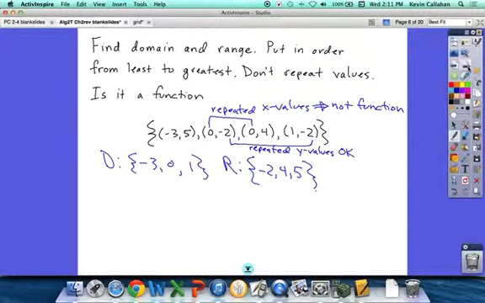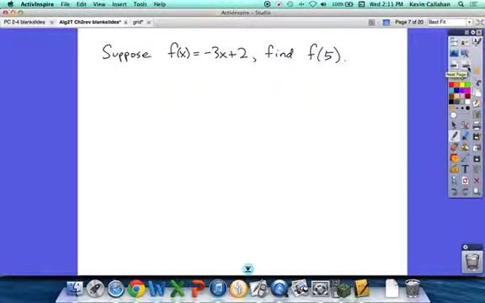Okay, let's go to evaluating functions. Right? If you have a function given by the function notation f of x, how do you find f of, in this case, 5? How do you evaluate the function for a number? You just plug it in the place of x, right?